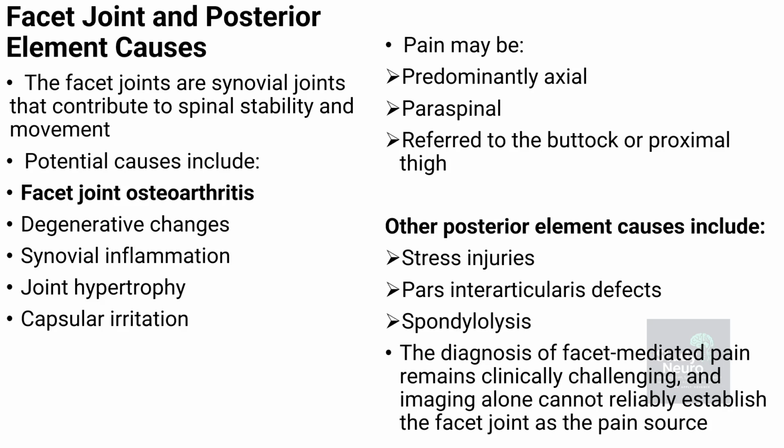The facet joints are small synovial joints at the back of the spine that help provide stability and guide spinal movement. They can become a source of pain when degenerative changes affect the joint or when inflammation and irritation develop. Facet-related pain is usually felt in the lower back, often beside the spine, and it may spread into the buttock or upper thigh. It is typically axial, rather than following a clear nerve root pattern.